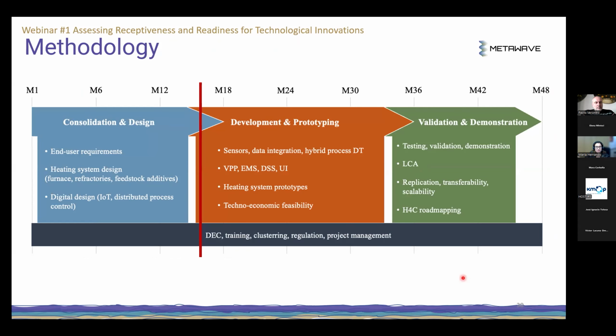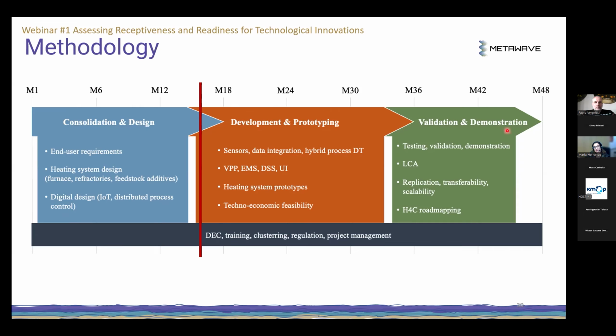We are now finishing the first stage, that is the consolidation and design, in which we have gathered the user requirements, heating system design, and also started with the digital design. And we're just starting with the developing and prototyping. We have initial designs of the prototypes, and we will soon start the manufacturing processes and the sensors as well, and techno-economic feasibility.